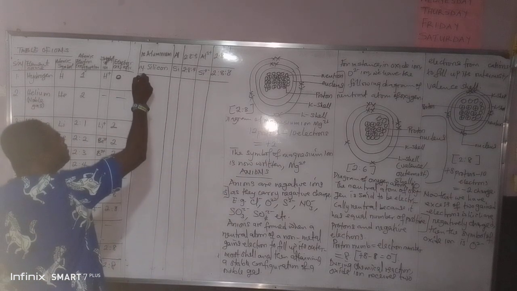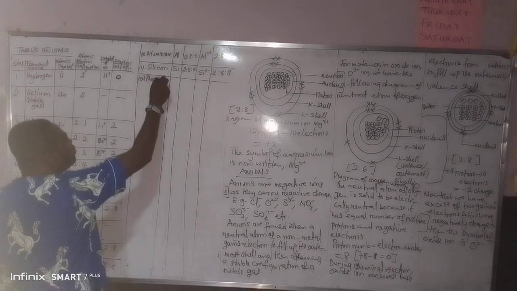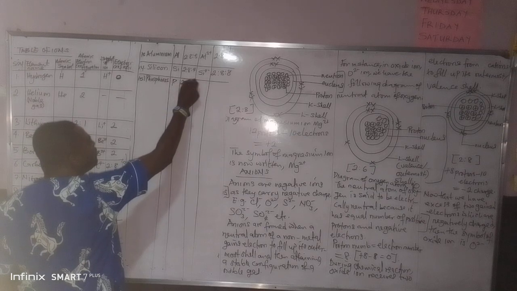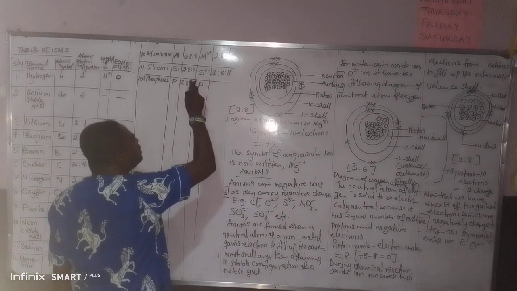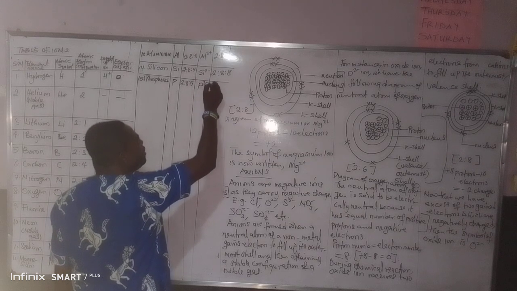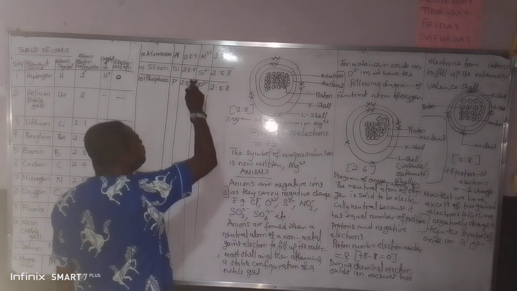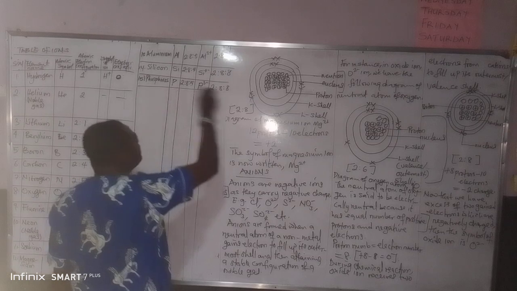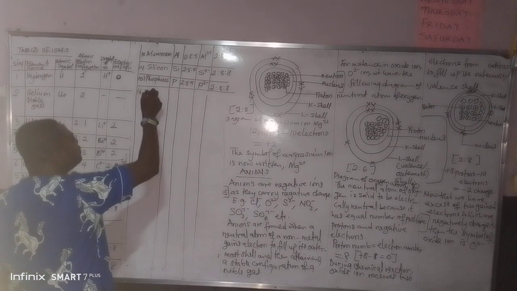Number 15 is phosphorus, P. Configuration is 2,8,5. So this one now, you are going to have P what? Take this 5 away from 8, you have 3. Then put minus behind it. Then the configuration is now 2,8,8, because 3 has been added to this 5. You have that.